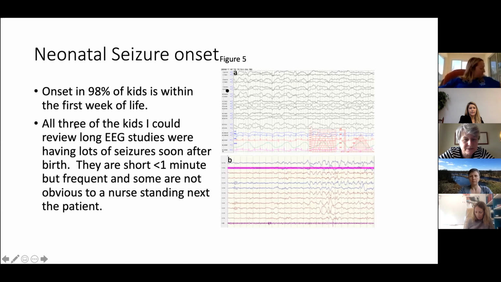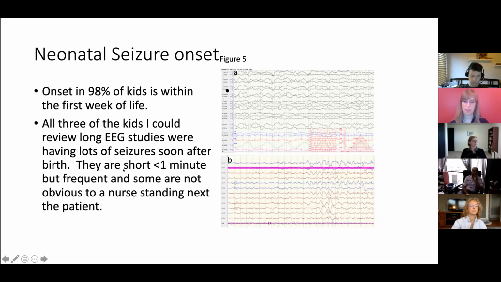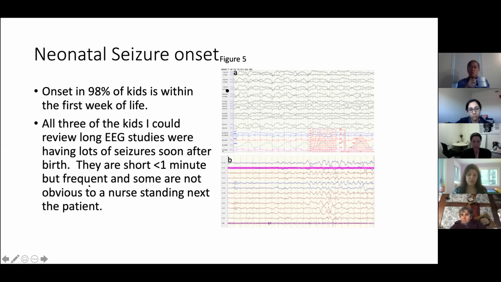For 3 of the kids, I was able to review long-term EEG studies, so video EEG lasting several days around the neonatal period. It was clear that they were all in status. They were having multiple seizures per hour, but they looked pretty typical for neonatal seizures, lasting about 20 seconds to a minute. They were frequent, and not always obvious. When the video was working, I could tell that the nurses weren't always picking up on the seizures.